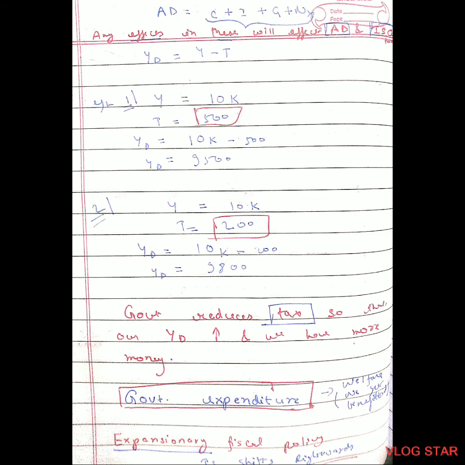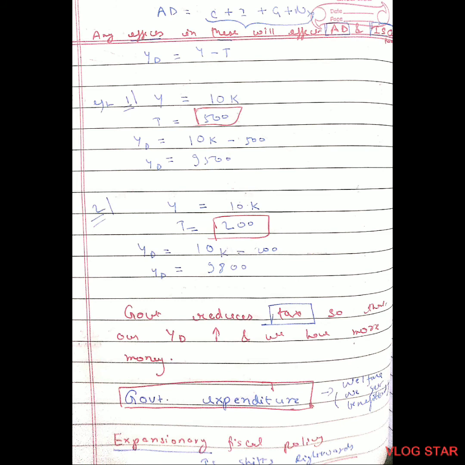So what do you understand from this? As the tax reduces, we hold more money in our hand and we invest more, we consume more, right? So you can say the government reduces taxes so that our disposable income increases and we have more money. And there is one more way for the government to expand the fiscal policy, that is by government expenditure. So in this case, to expand, the government increases the government expenditure. That means it increases the welfare of the society.